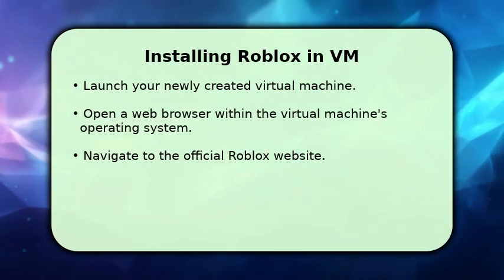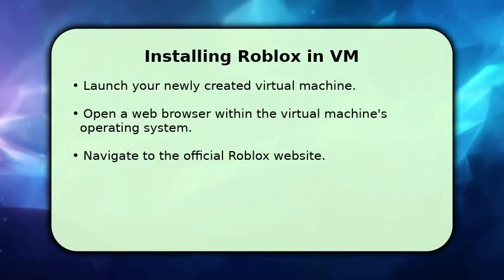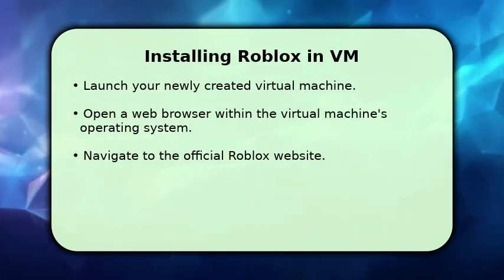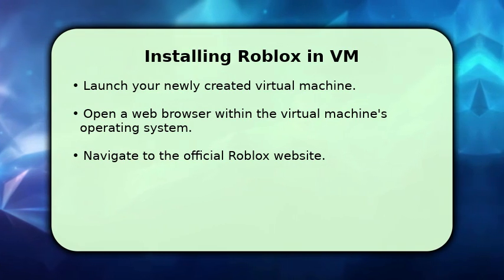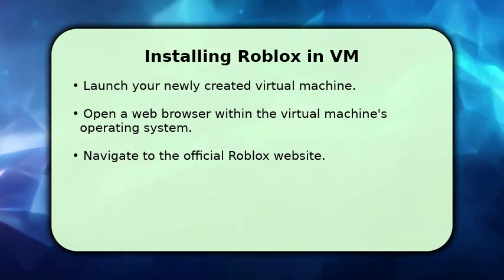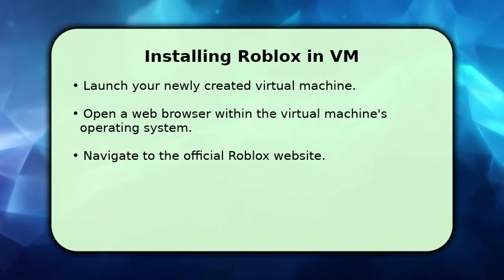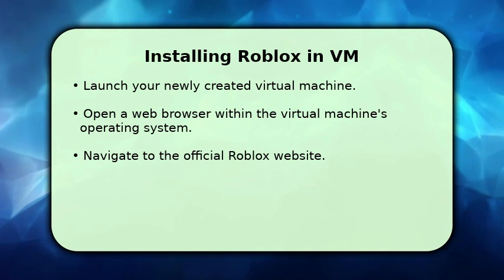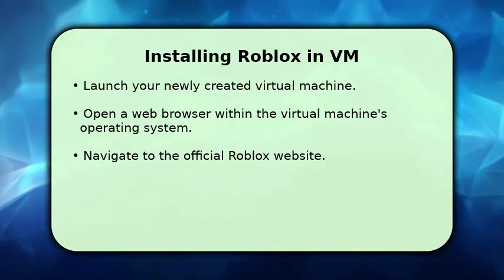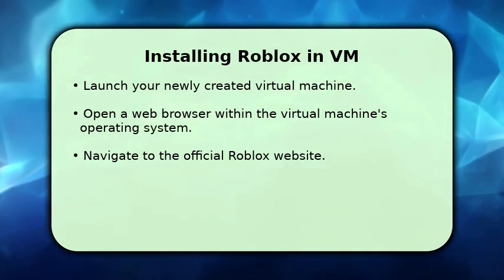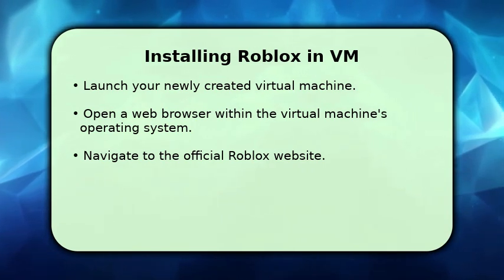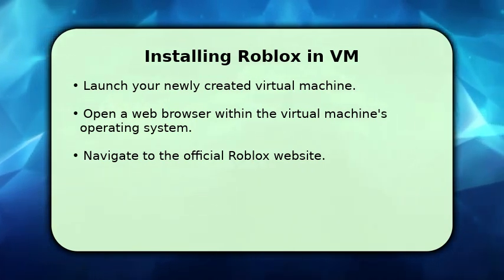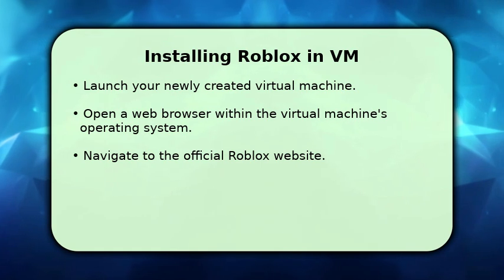After setting up your virtual machine with a supported operating system, launch it. Once inside the virtual environment, open a web browser. From there, you can navigate to the official Roblox website. You will then be able to download and install the Roblox player just as you would on any fully supported computer. This allows you to access all Roblox games and features from within your virtualized Windows 10 environment.